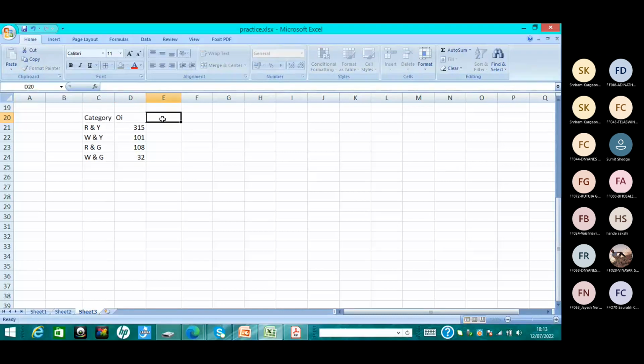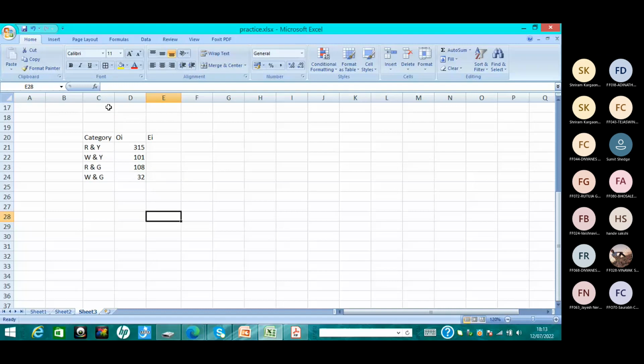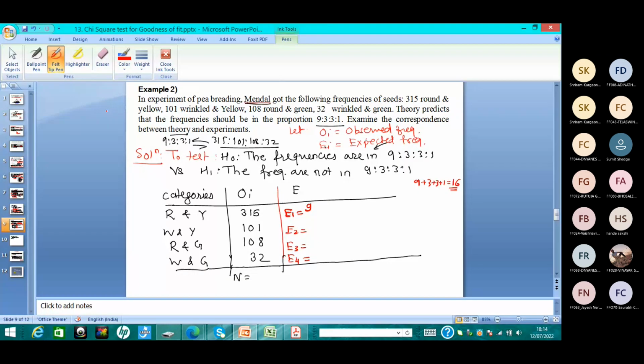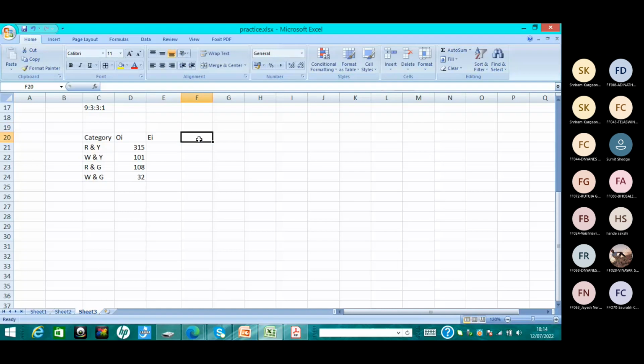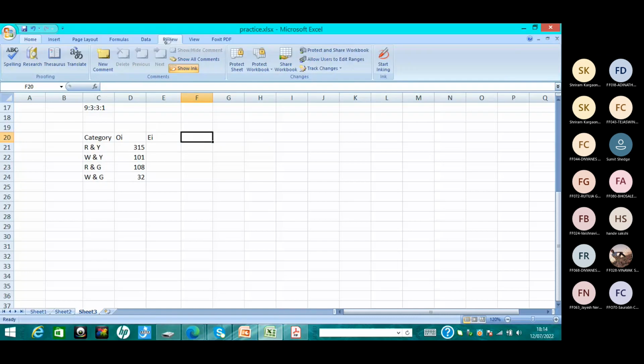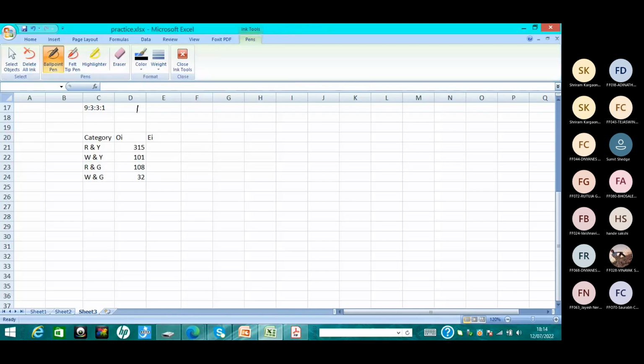And now I want to get the expected frequency. So what is the proportion? What is the proportion told to us? So all these values should be in the ratio 9 is to 3 is to 3 is to 1. Isn't it the same? So I know the total parts are 16, right? So if you add this up you get 16. So out of 16, how much weightage is there?